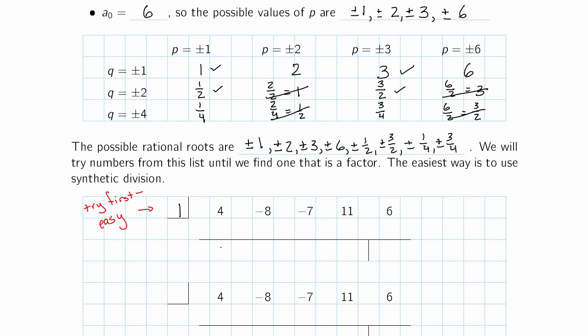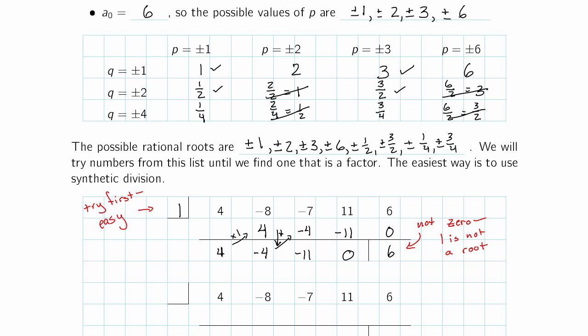So I start by copying the first coefficient, and now I multiply by 1, and I add. I multiply by 1, and I add. I multiply by 1, and I add. Oh, there's a 0. That's neat. Oh, wait, no. 0 times 1 is 0. I actually have a remainder 6. I got excited too early. So, since this number is not 0, 1 is not a root.